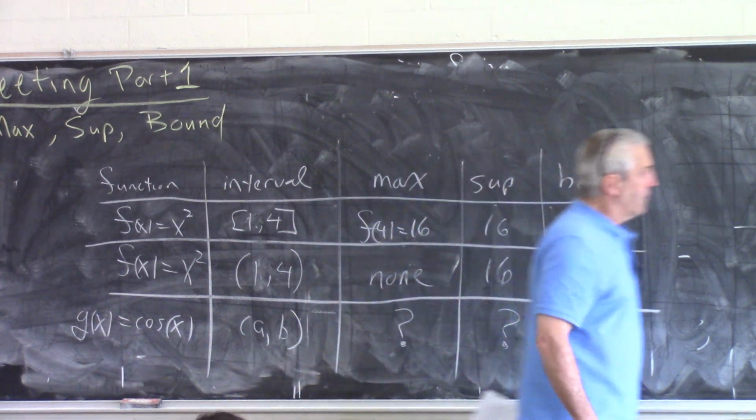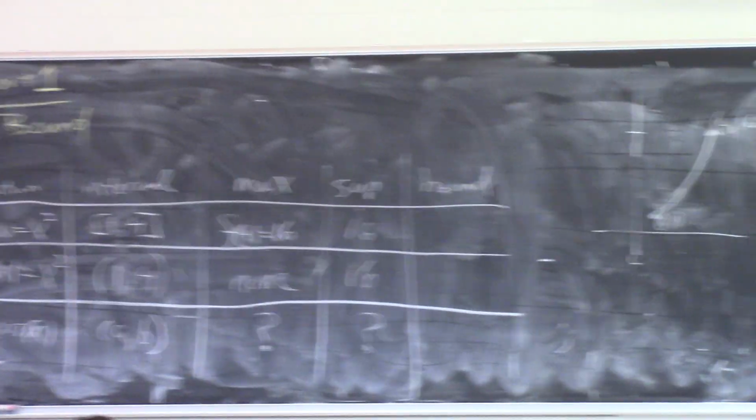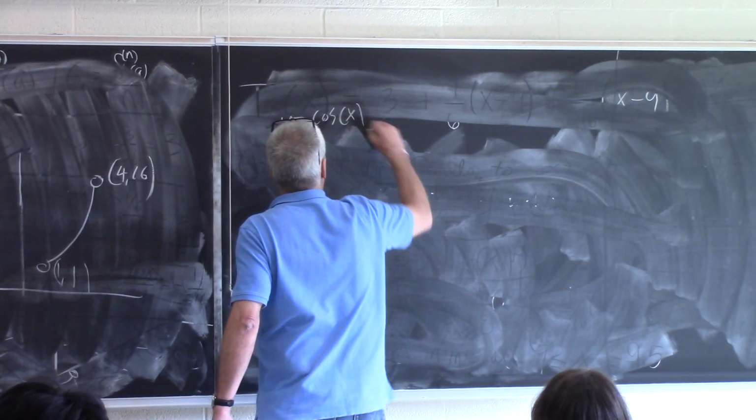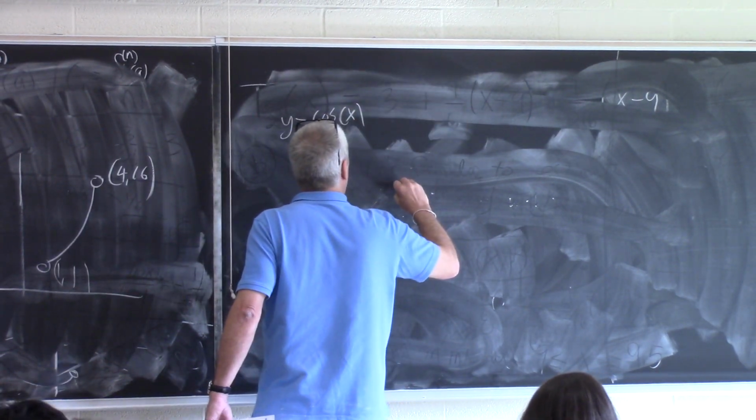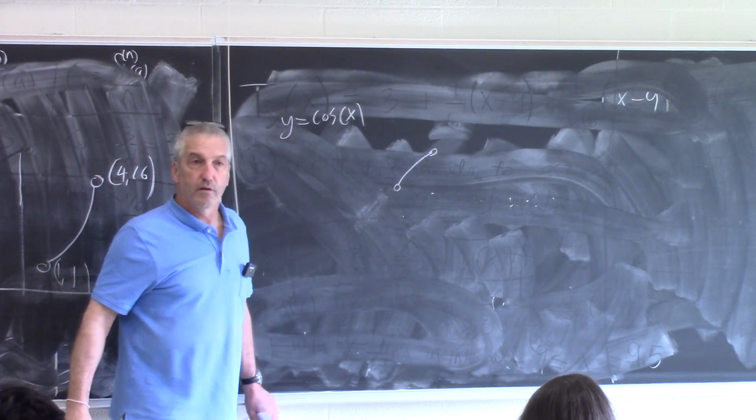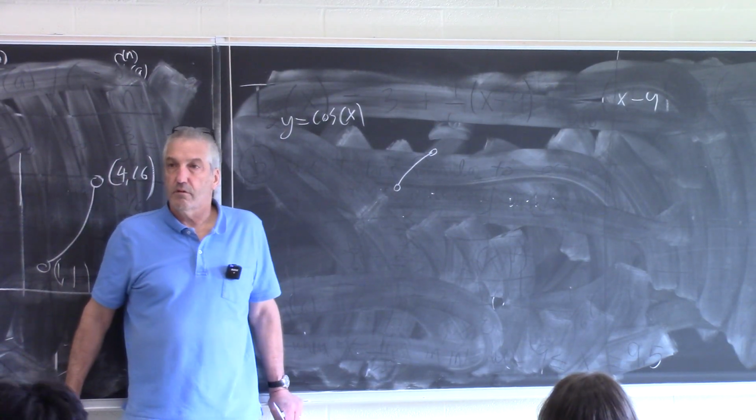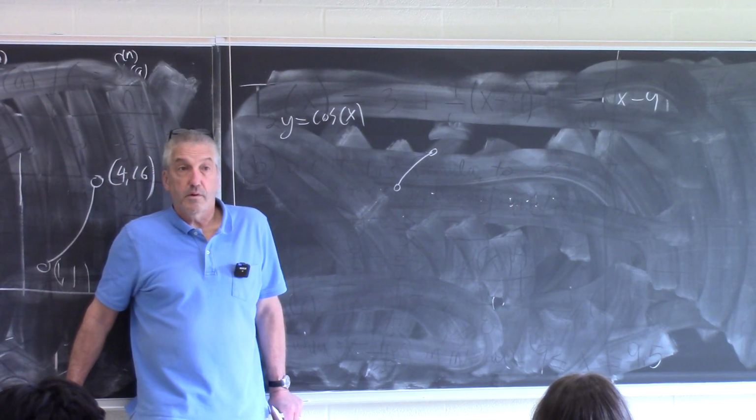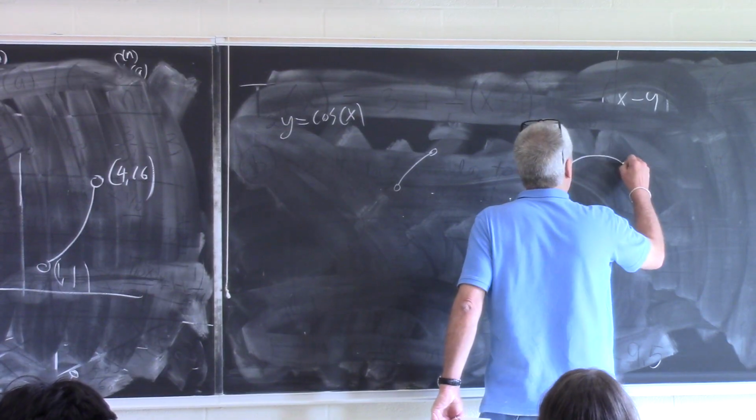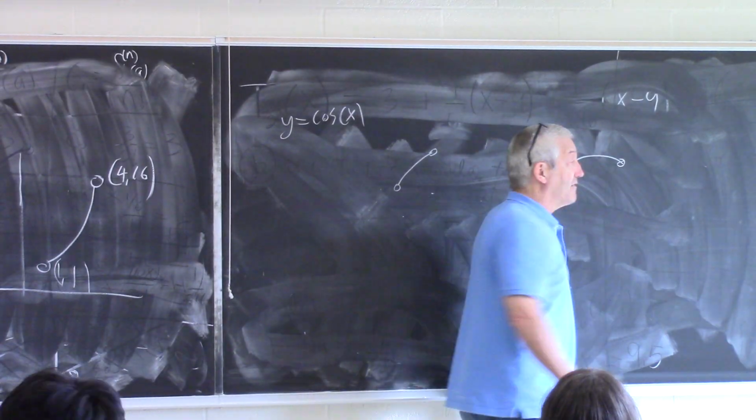We don't know what this graph could look like. It could look like this. It could be a part of the graph that looks like this. In that case, there's not going to be a max. There would be a sup, but we don't know what it is. It could be that the graph looks like this. In that case, there would be a max.